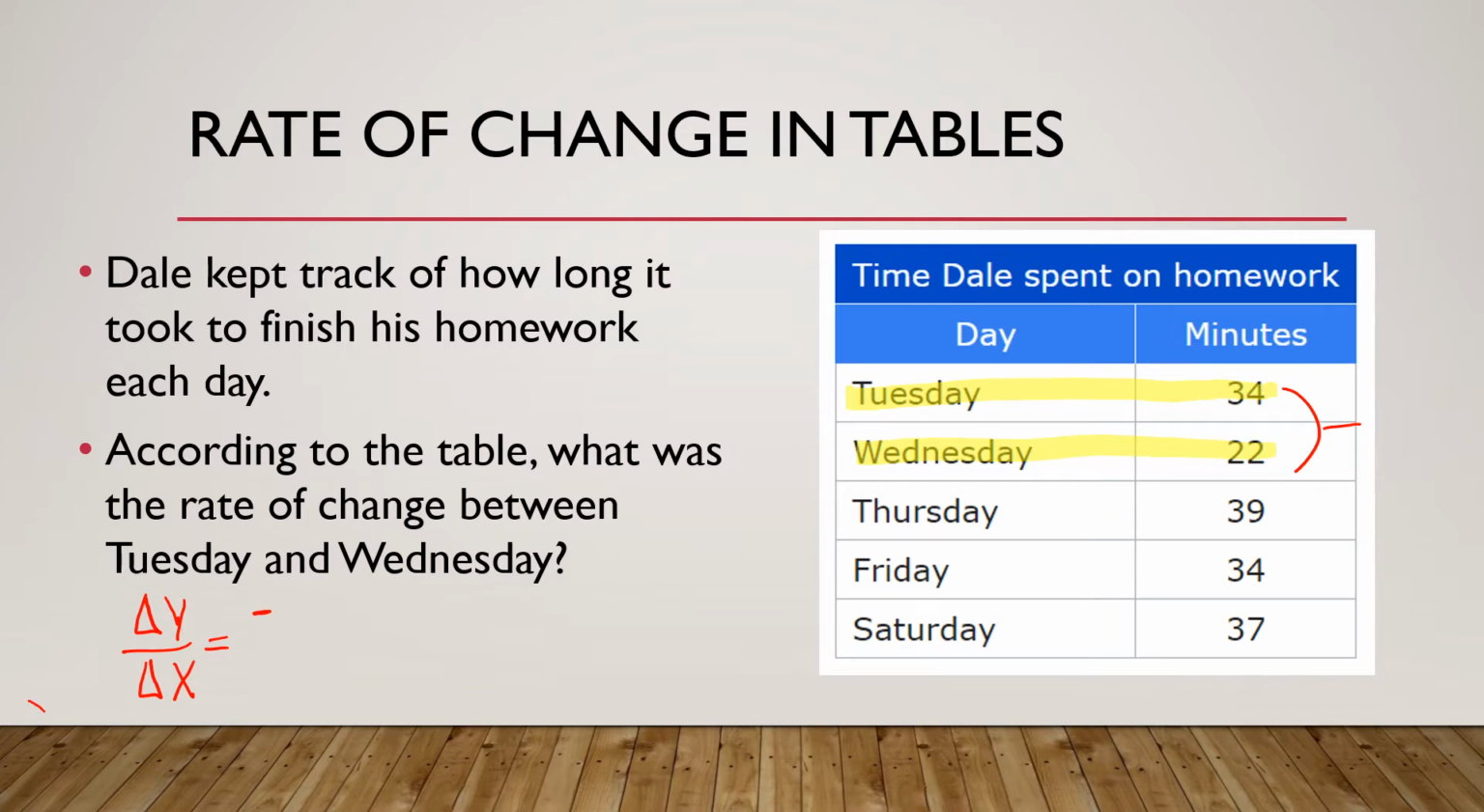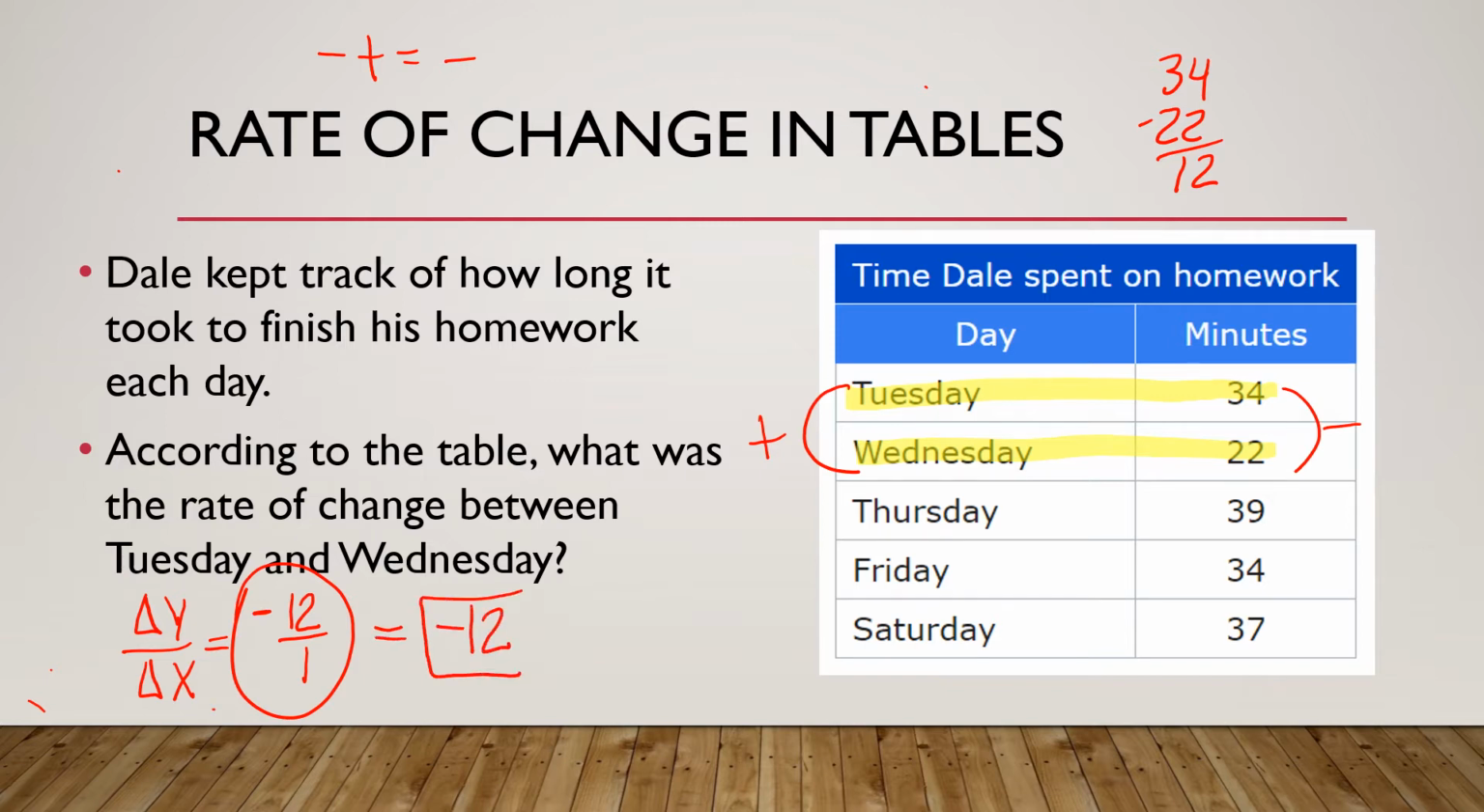So it went down how much? Well, 34 minus 22 is 12. So it went down 12. And our change in our x values went from Tuesday to Wednesday. Okay, so that's progressing in days, so a positive, but it's only one day. And then you solve this operation of negative 12 divided by positive 1. Now remember, a negative and a positive gives you a negative when you're dividing. So that is the same as just negative 12. So your rate of change is negative 12.